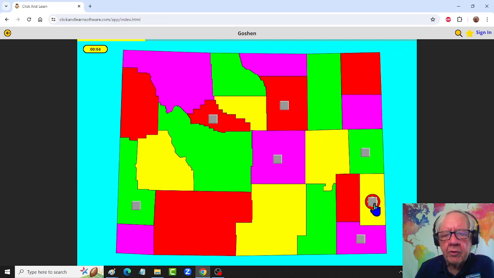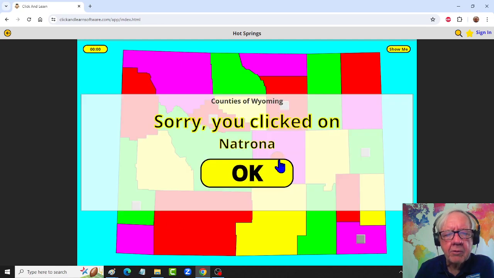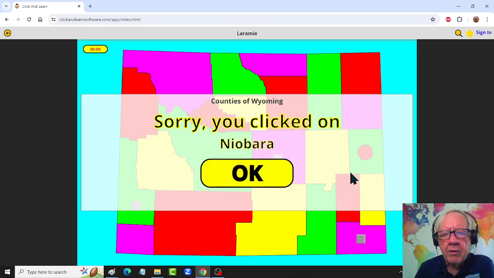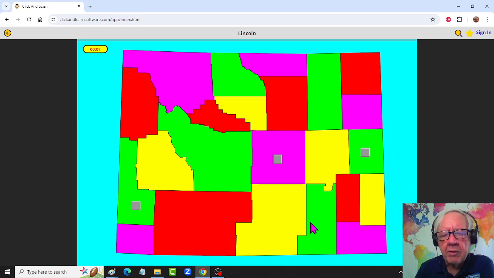Goshen. This is Goshen. It asks for Hot Springs. Maybe this is Hot Springs. No, that's Lincoln. Maybe this is Hot Springs. No, that's Natrona. Maybe this is Hot Springs. That was Hot Springs. Maybe this is Johnson. Maybe this is Laramie. No, that's no, but maybe this is Laramie.